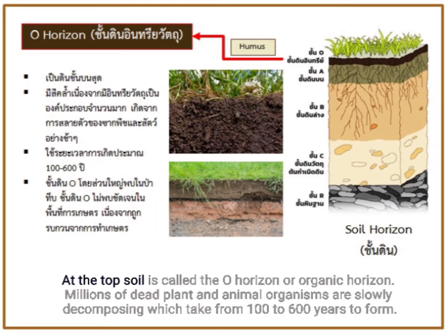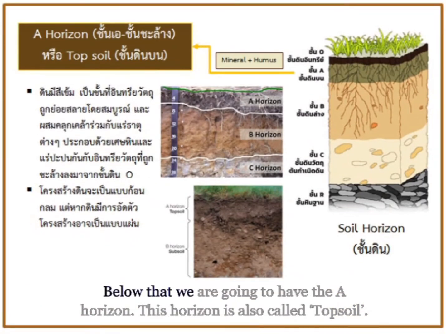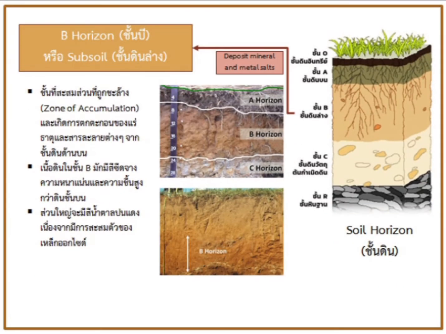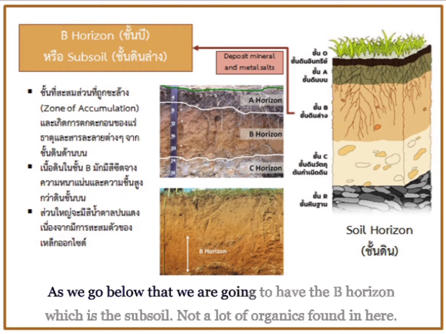At the top, the soil is called the O horizon, or organic horizon. Millions of dead plant and animal organisms are slowly decomposing, which takes from 100 to 600 years to form. Below that, we have the A horizon. This horizon is also called topsoil. It is a nice mix of minerals and organic matter from the horizon above, dark in color. As we go below that, we have the B horizon, which is the subsoil.